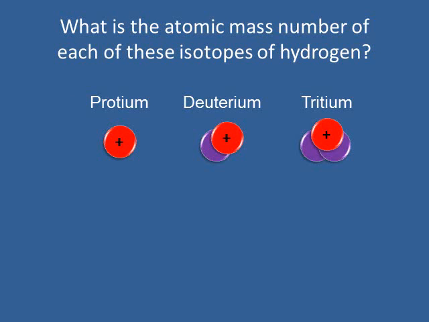Okay, so what is the atomic mass number of each of these isotopes of hydrogen? Remember that the atomic mass number equals the number of protons plus the number of neutrons. So we see here in these three different isotopes of hydrogen, each of which differ in their neutron number. Protium would have an atomic mass number of 1 because there's simply one proton in its nucleus. Deuterium would have an atomic mass number of 2 because it has one proton and one neutron. Tritium would have an atomic mass number of 3 because of those 2 neutrons in addition to its one proton.